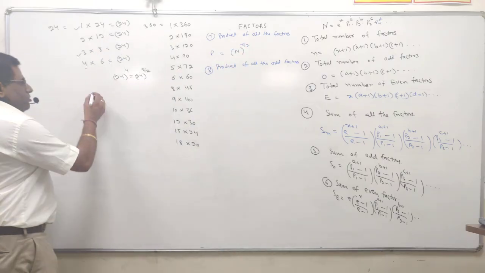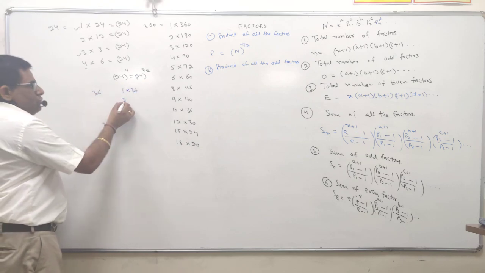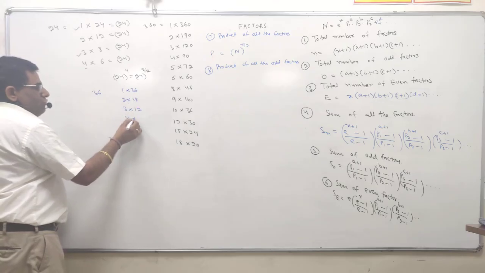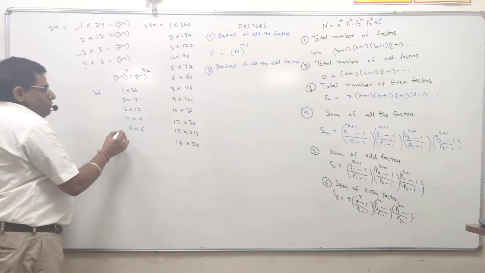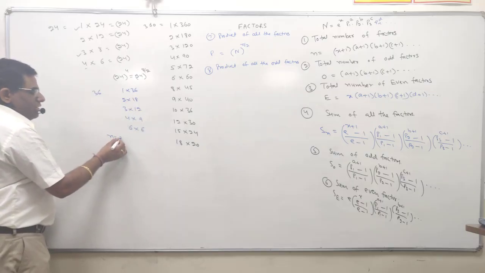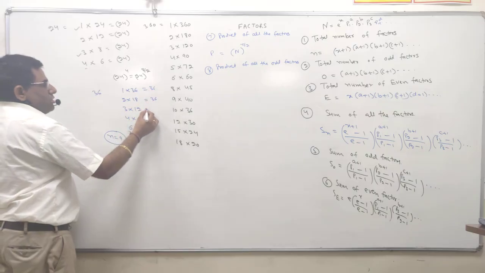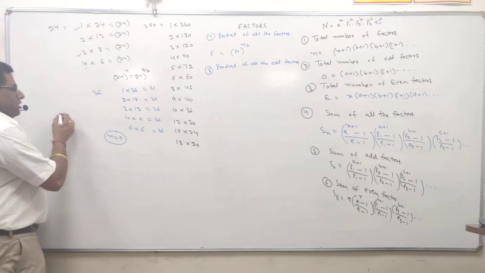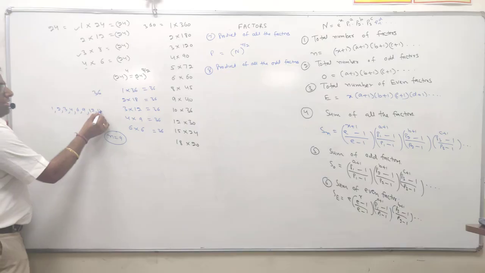Likewise, in case of 36, the factors are 1 into 36, 2 into 18, 3 into 12, 4 into 9, and 6 into 6. So here the factors are 1, 2, 3, 4, 5, this is the same factor, 6, 7, 8, 9. Here the number of factors is 9. And the product of each pair of factors is 36. Basically, its factors are 1, 2, 3, 4, 6, 9, 12, 18, and 36.